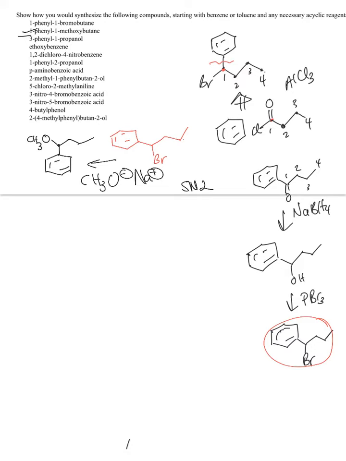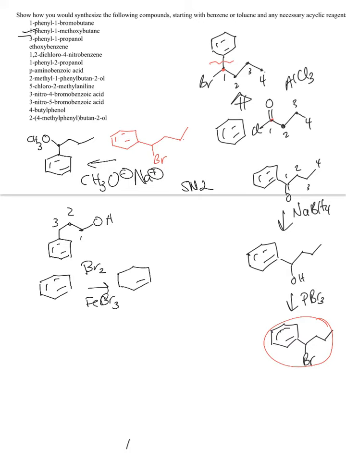Okay, the next one is 1-propanol, 3-phenol. So one, two, three. Now, when you see something like this, this is two carbons, and the OH is a primary alcohol, usually you're going to have some kind of epoxide. So we have to start with benzene or toluene. So you could start with benzene, and you can do a bromination reaction.